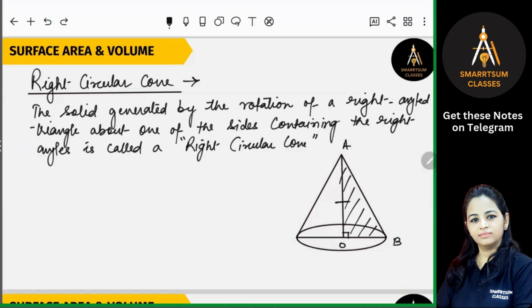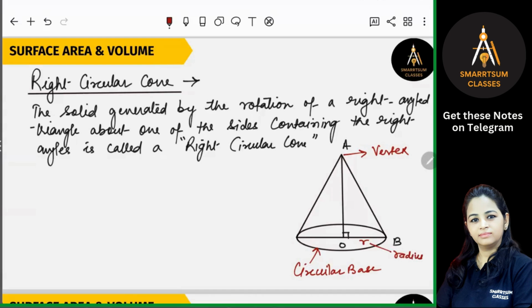Is that clear? As you can see here, the triangle AOB, which we are rotating about OA, generates a cone. The point A is the vertex of the cone. Its base is a circle. The cone has a circular base with center O. O is the center of the circle, and the radius is OB. So here OB is the radius.